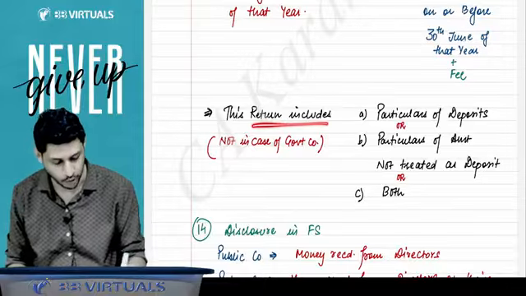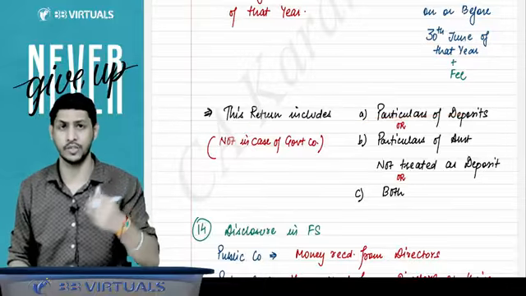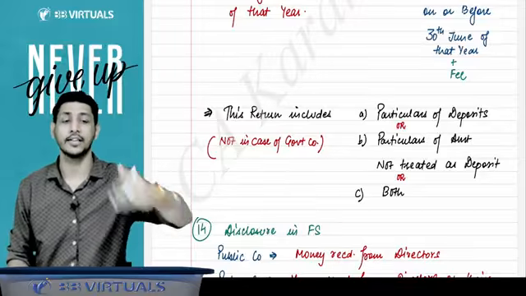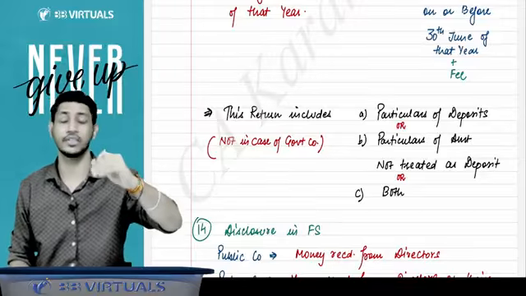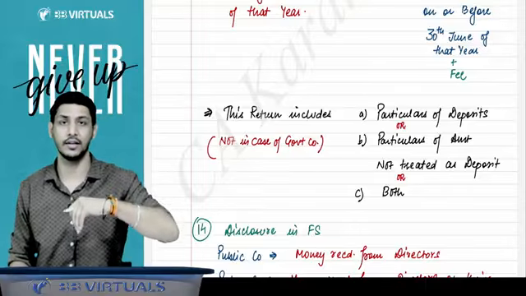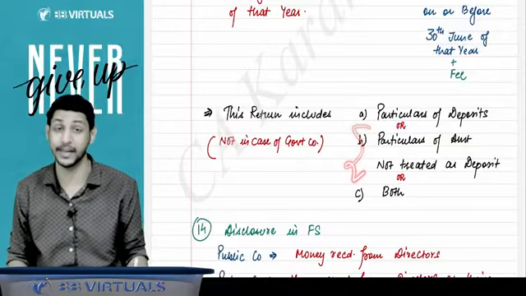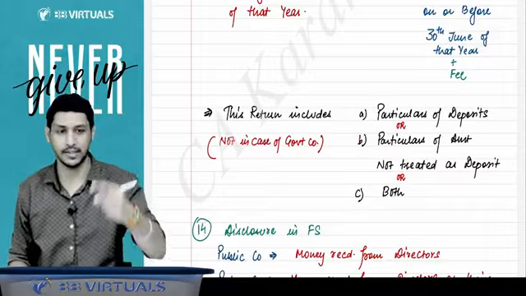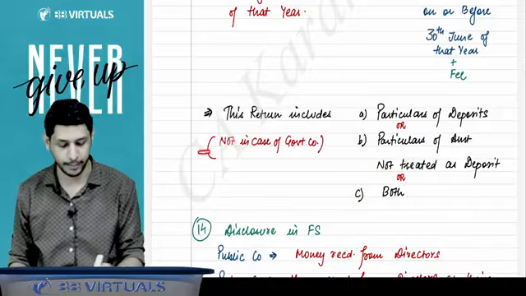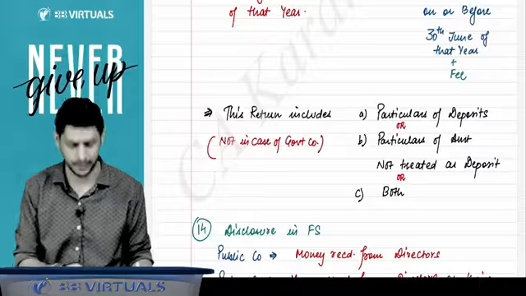This return includes particulars of deposits: how much deposits you have accepted, and the particulars of the amount which you have accepted but which is not treated as a deposit. I'll tell you a very big definition of this after some time. Or both, you have to tell the particulars. But all this is not applicable in the case of a government company.